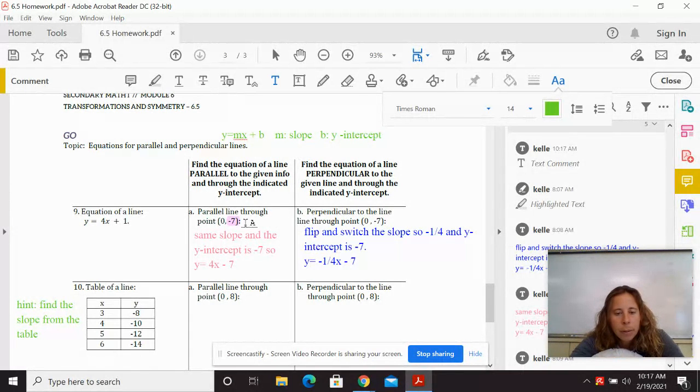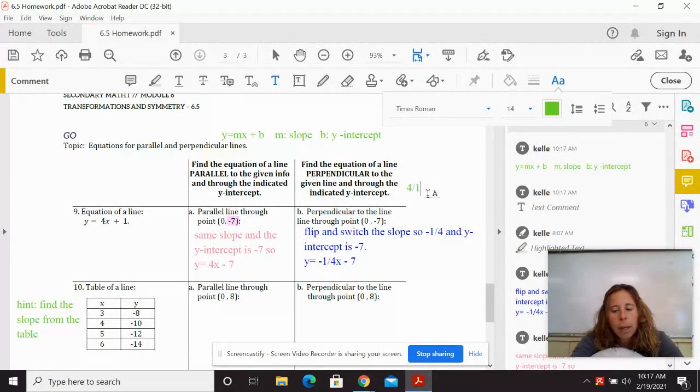They give you the y-intercept, on all the problems. Parallel lines have the same slope. That's how I got my 4x here. And then the y-intercept is -7, so I just filled in my equation. For perpendicular, you flip and switch the sign of the slope. They are opposite reciprocals. My slope was 4, which is the same as 4 over 1. So I flipped and switched the sign. It became -1/4. And my y-intercept is still -7.